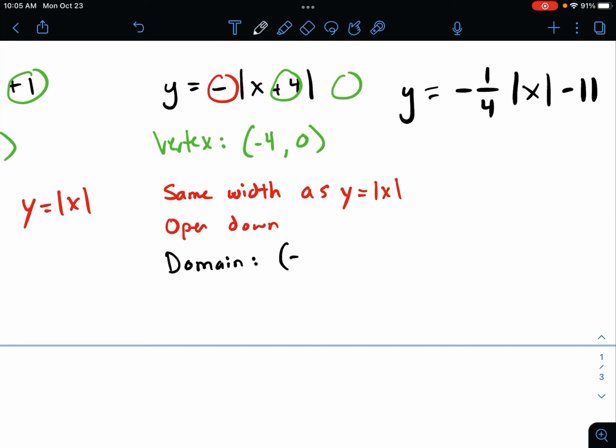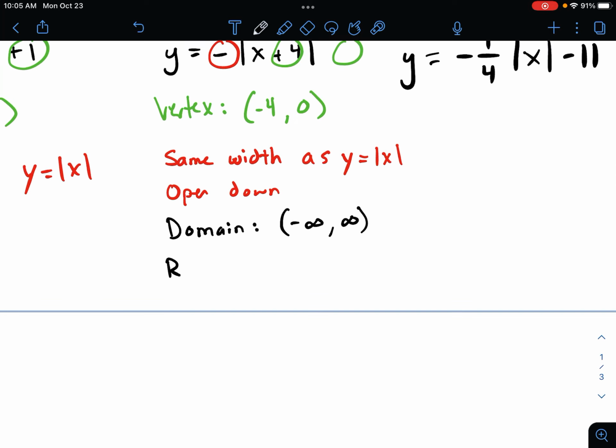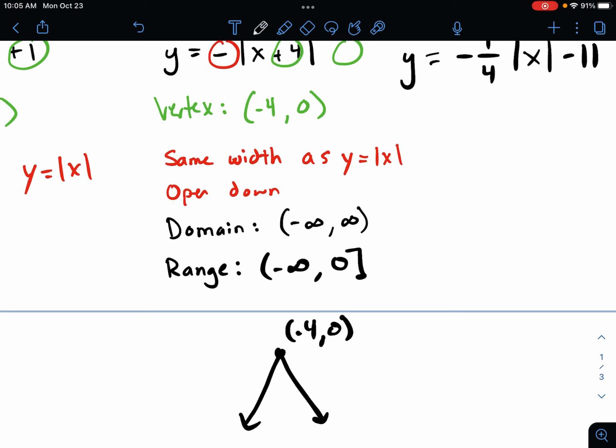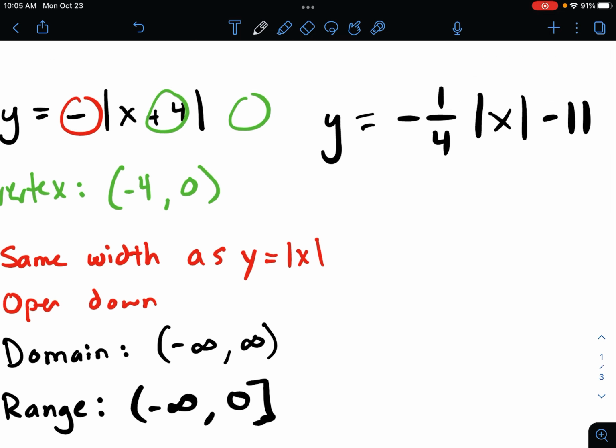Well, we know that the domain is always all real numbers for absolute value graphs. And then the range, well, let's think about a little sketch of this graph first. So we know it opens downwards, and we know the vertex is at (-4, 0). So the highest value we'll have is 0, and we're starting at negative infinity, right? From negative infinity up until 0, we will have y values, and we do want to put a bracket on the 0 because we are including that 0. All right, one last one here.